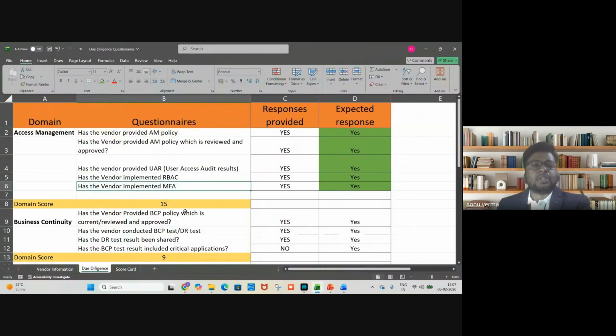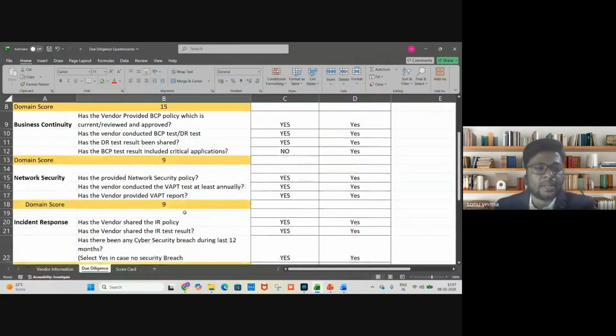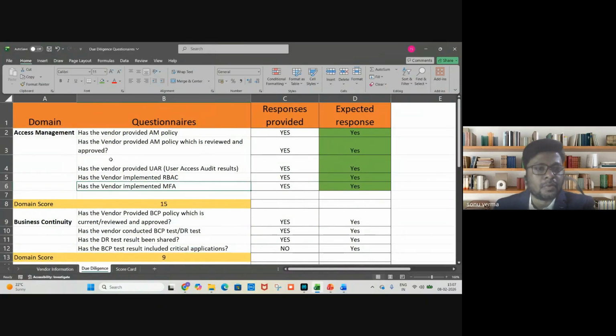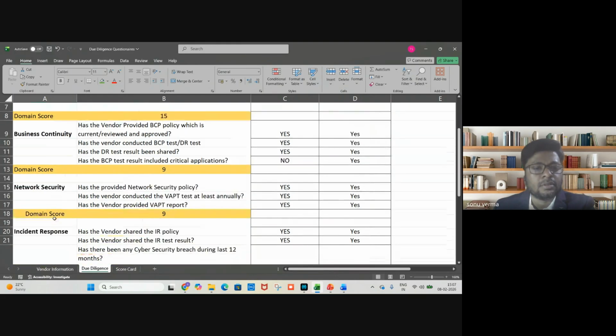Now, there are multiple domains that we have in our sheet. We ask the organization to provide data on access management. We ask them about their business continuity planning, whether they have a disaster recovery policy and process in place or not. If yes, has the DR test result been shared? They said yes. Has the BCP test included critical applications? They say no, only the business applications are used while conducting this business continuity planning. They said no. Okay, so 1 mark got deducted.